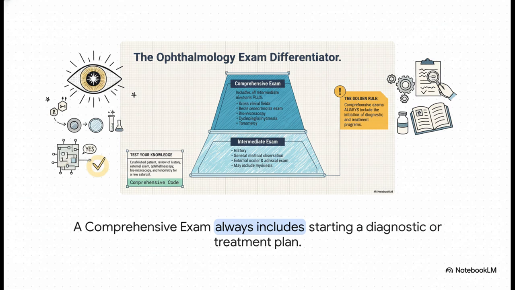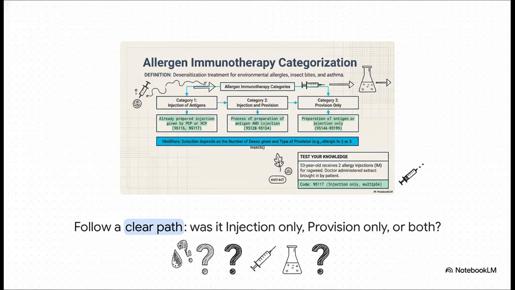So in our example, the doc starts a plan for a new cataract. That instantly makes it a comprehensive exam. It's that simple. And for allergen immunotherapy, you just have to ask, okay, what exactly did the provider do? Did they only give the injection? That's category 1. Did they prepare the antigen and give the injection?